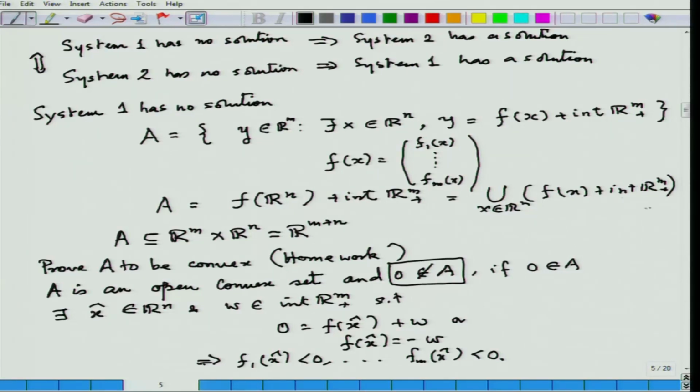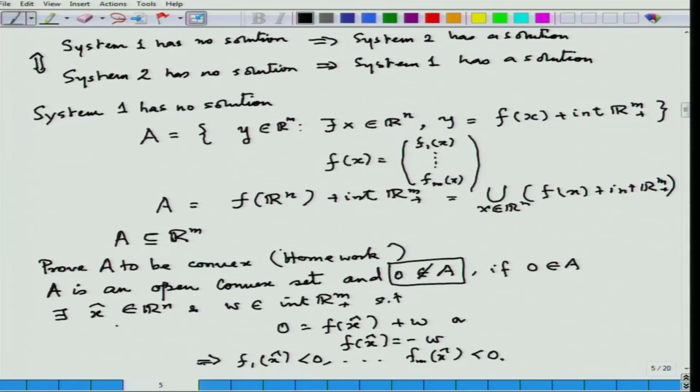The interior of Rm plus is an open set, and when you translate it by f(x), it remains an open set. So for each of these x, this is an open set, and when you take a union, this would also be an open set, and A is a subset of Rm. So you have to prove that A is a convex set, which is of course an open convex set, because we have proved the openness. A is a convex set, which is your homework, and that is seen by observing that each of these f1, f2, ..., fm is convex.